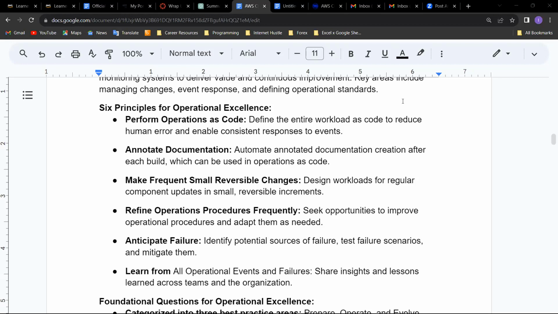And then also refine operation procedures frequently. You also have to always look out for places or opportunities to improve your operational procedures and adapt them as and when needed. We are all aware that in some of the offices we enter, especially banks, the telcos, and so on, how they used to receive customers and how they do certain things has changed over time.